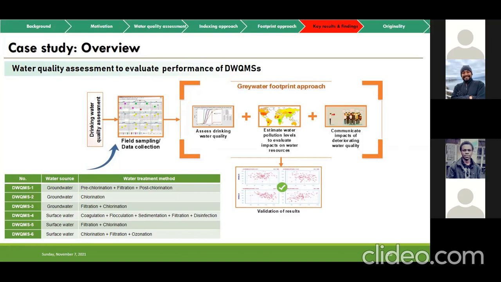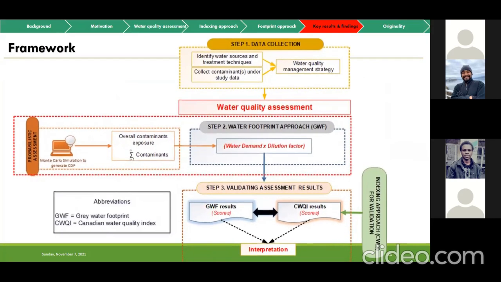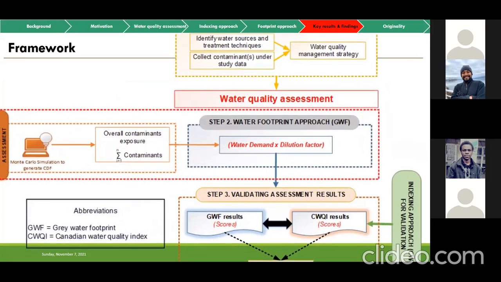I just gave you the highlight of this whole approach, but in actuality there's a bunch of calculations going on in the background. But those calculations aside, the most important thing is the concept, what we are trying to achieve. These are the few steps that I adopted. The most important one is the second, the water footprint approach, which includes water demand and dilution factor. Dilution factor is the C over C ratio I mentioned. And on the left side, you can see the Monte Carlo simulation generation, which I combined with a human health risk assessment.